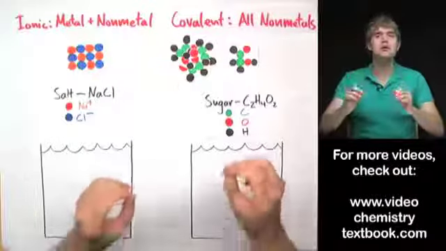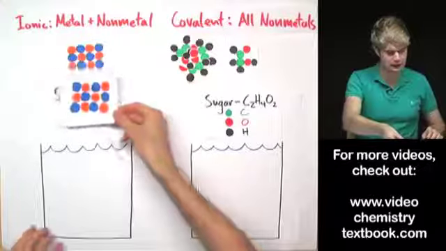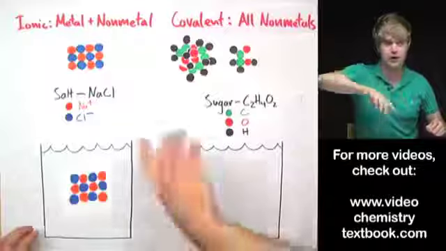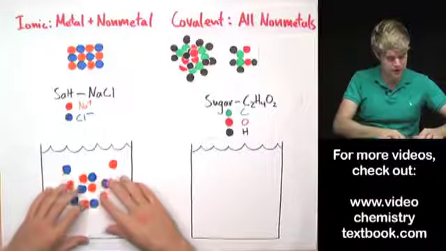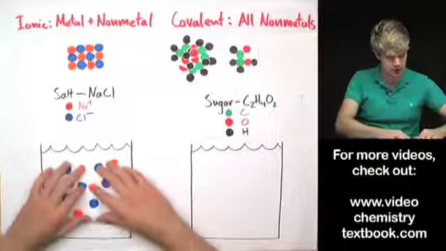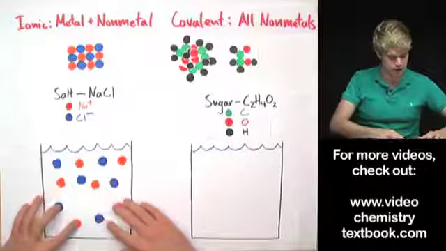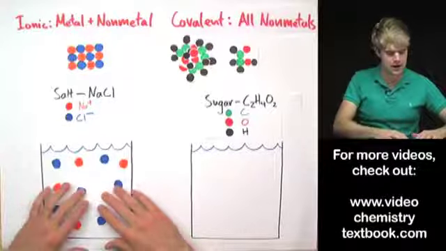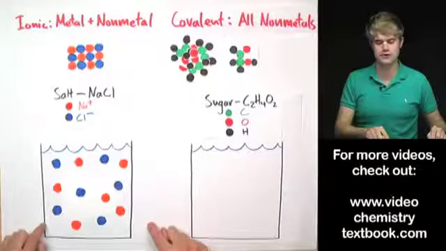Anyway, let's look at what would happen when we dissolve these. We'll take a grain of salt, dip it in the water, and start stirring around. With our atomic vision, we're going to see that the atoms that make up this salt are going to come apart from each other. They're going to break apart, and they're all going to start floating around in the water individually. This is what it looks like when salt dissolves.